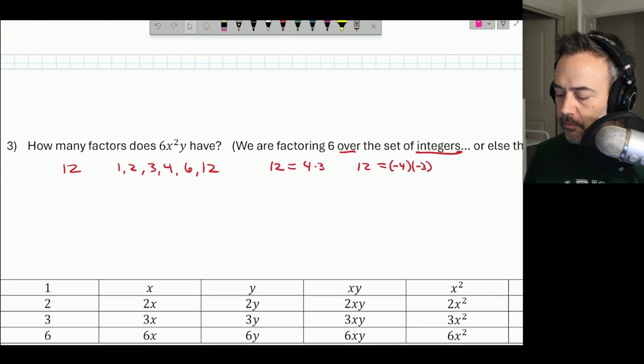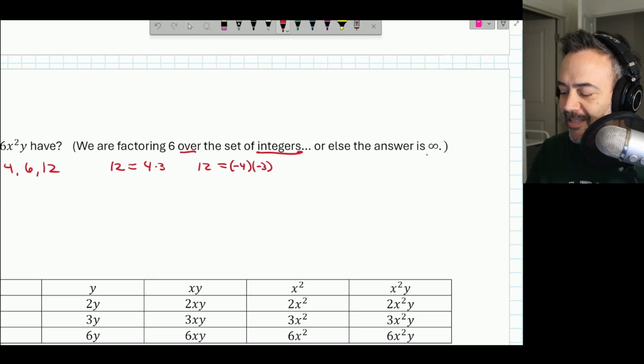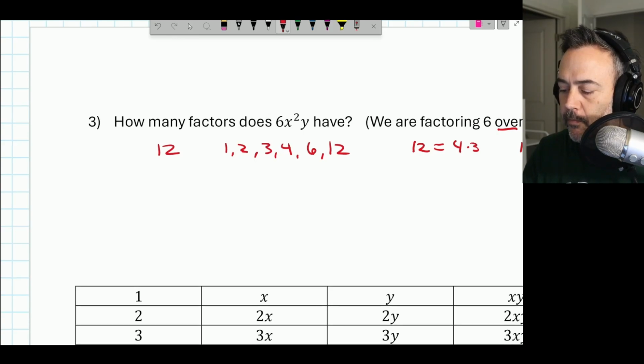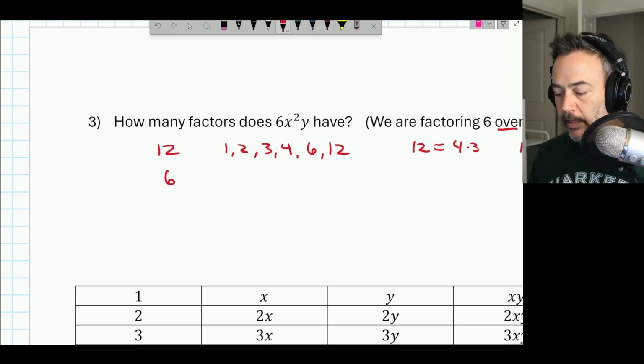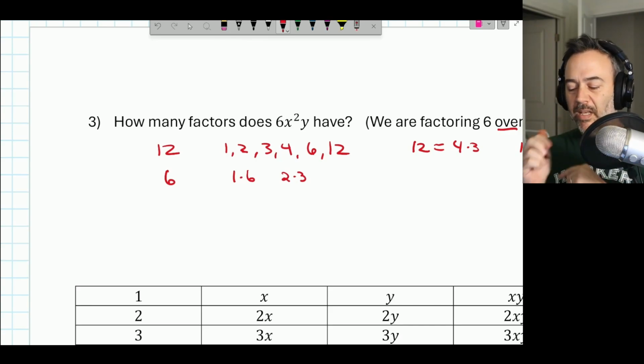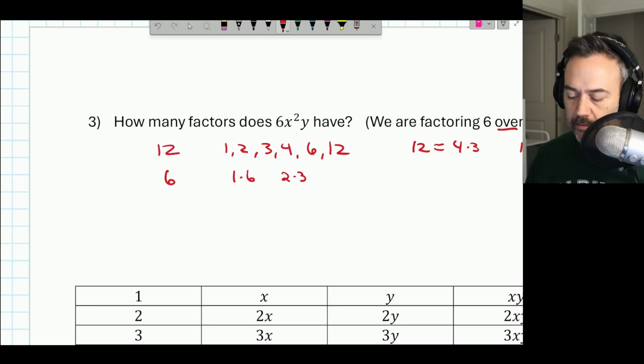Now, the reason I made this point that we are factoring over the set of integers, and I said or else the answer is infinity. Well, think about this. How could I factor 6? If we're factoring over the integers, the only ways to factor 6 are 1 times 6 and 2 times 3. And of course, I can switch the order. I can also make all these. I can make it negative 1 times negative 6, negative 2 times negative 3. I won't worry too much about the negatives in this question. I'll keep everything positive from now on.